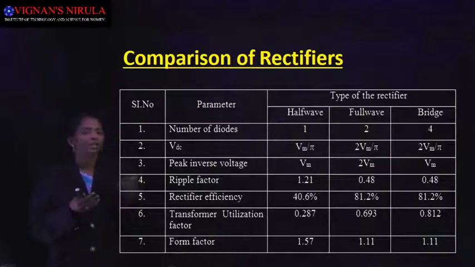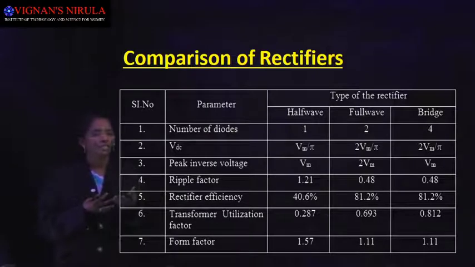Those are number of diodes, VDC, peak inverse voltage. We can say it as VDC or IDC. If you consider IDC, we will say Im by pi, 2Im by pi, like that. Okay, so these are the comparison of rectifiers using these factors.